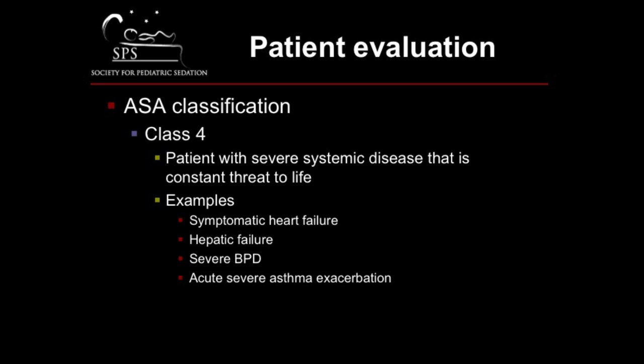ASA 4 patients are typically cared for in an emergency department or critical care environment, if not in the OR, but may require procedural sedation to facilitate life-saving procedures, such as cardioversion or chest tube placement. By the ASA's definition, these patients have severe systemic disease that is a constant threat to life. In summary, the ASA physical status scoring system is a broad classification scheme, but it does give us at least some framework for categorizing patient risk.